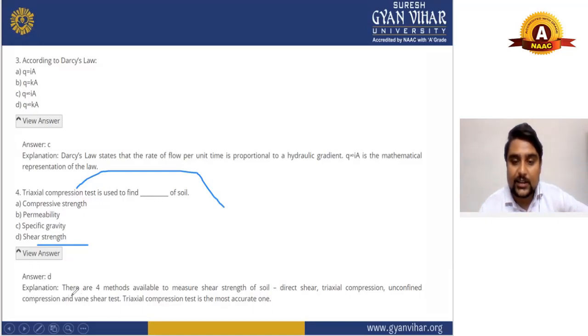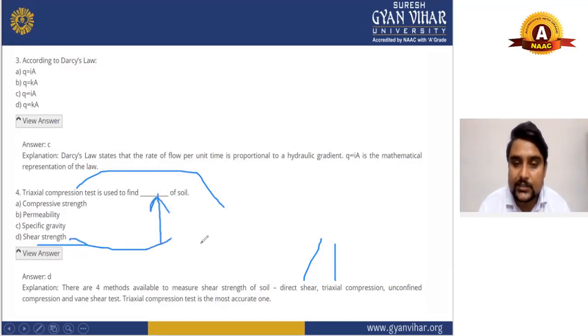Here is the explanation. There are four methods available to measure the shear strength: direct shear, triaxial compression test, unconfined compression test, and vane shear test. The triaxial compression test is the most accurate one. If you see the result precision of triaxial, it is more accurate than all these tests, and we determine the shear strength. Triaxial compression test is used to find the shear strength of soil.